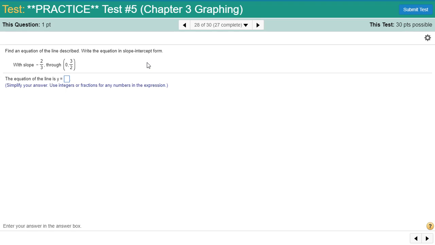Now, these last three questions on the practice test will be, admittedly, the three questions that will require the most amount of effort, the most amount of work, because what we're being asked to do is write an equation of a line that has, in this case, two specific characteristics.